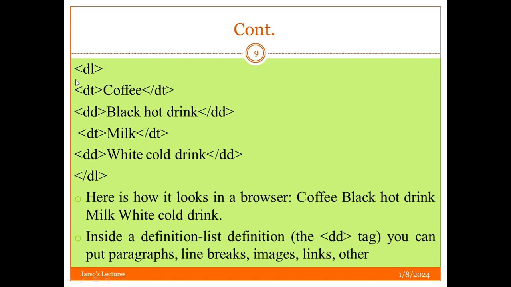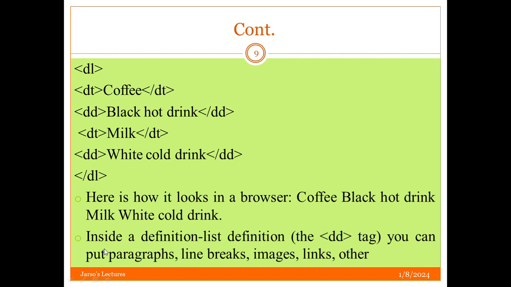To give another explanation, look, in the definition list, coffee is the definition term, the term which is used to be defined. Here is the definition description, or the explanation of this coffee, the explanation of the definition term. Milk is also a definition term. This is its explanation. This is how the output will be printed.